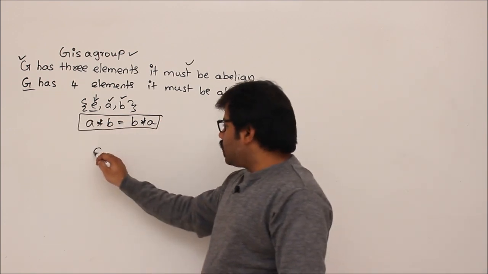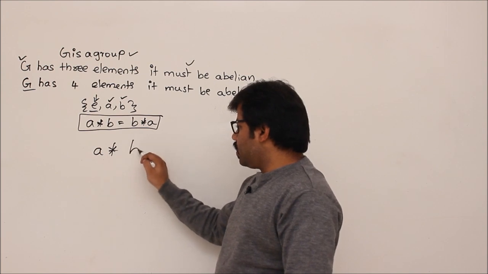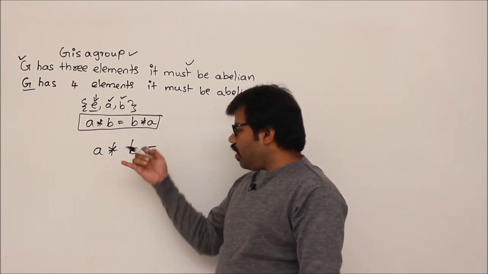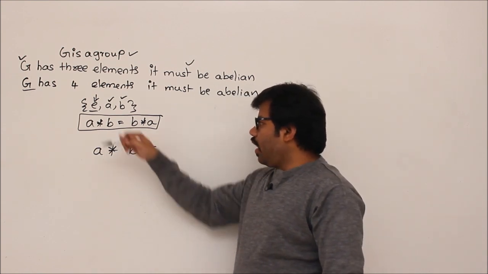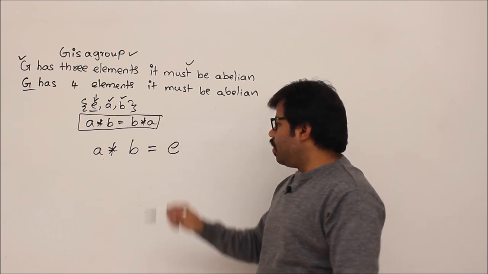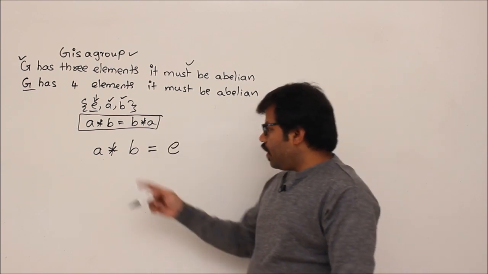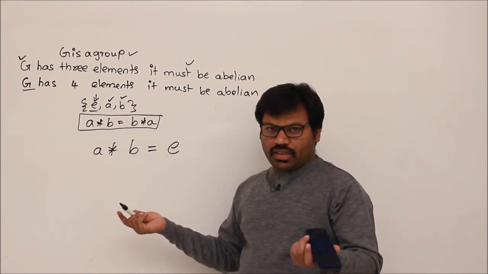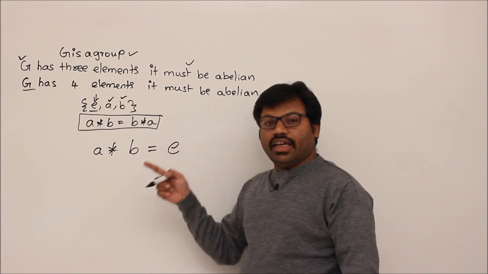So what I do is, I take A star B first. So A star B is one element, correct? It can be either E or A or B. Case number 1, we assume that A star B equals E. Because when you apply star between 2 elements of the group, because the group is closed under star, then you get the elements of the group.